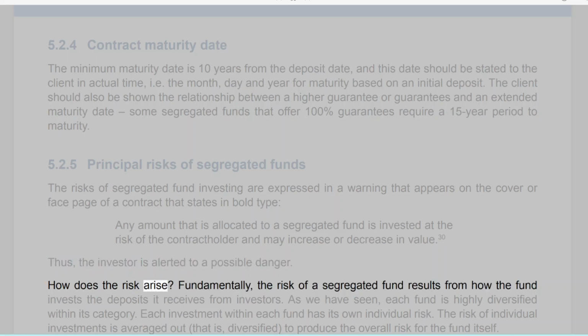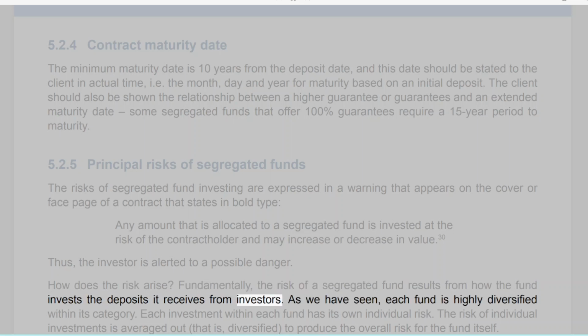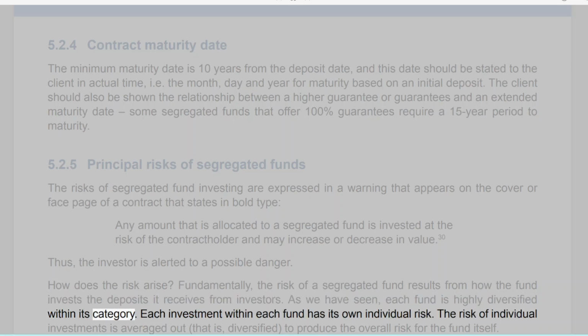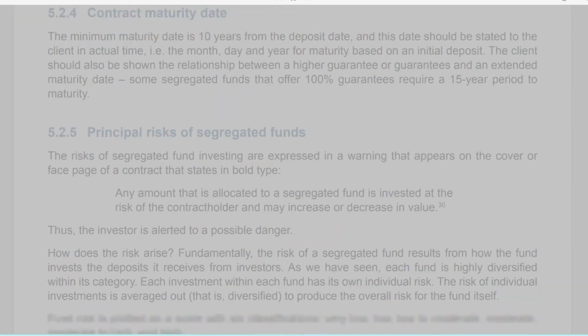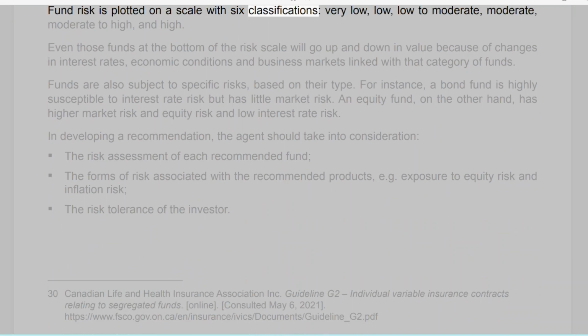How does the risk arise? Fundamentally, the risk of a segregated fund results from how the fund invests the deposits it receives from investors. As we have seen, each fund is highly diversified within its category. Each investment within each fund has its own individual risk. The risk of individual investments is averaged out, that is, diversified, to produce the overall risk for the fund itself. Fund risk is plotted on a scale with 6 classifications: very low, low, low to moderate, moderate, moderate to high, and high.